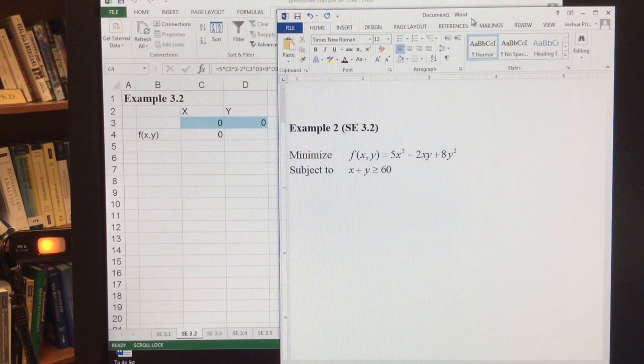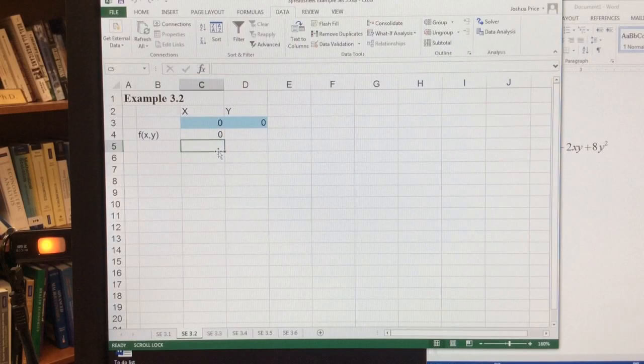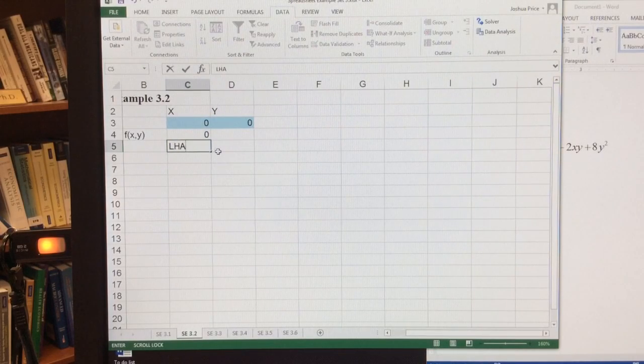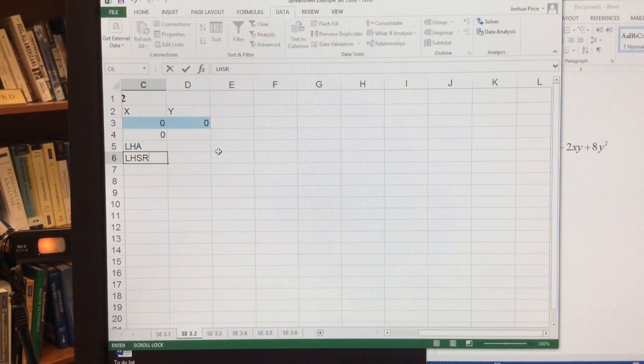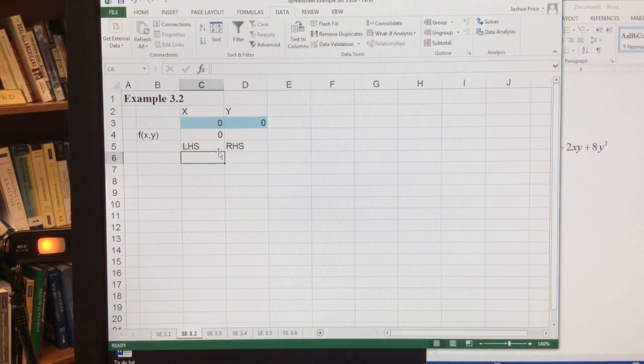So that's why when we look at our minimization problem, we want to think, well, if we set x and y both equal to 0, that's our minimum, but we now have this constraint that we need to produce at least 60 of x and y. So now we need to add a left-hand side constraint and a right-hand side constraint. Our left-hand side constraint is equal to x plus y, and our right-hand side constraint is 60.